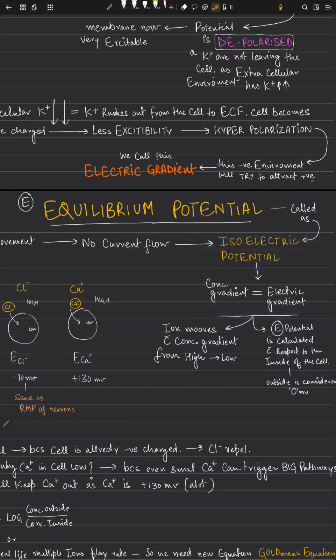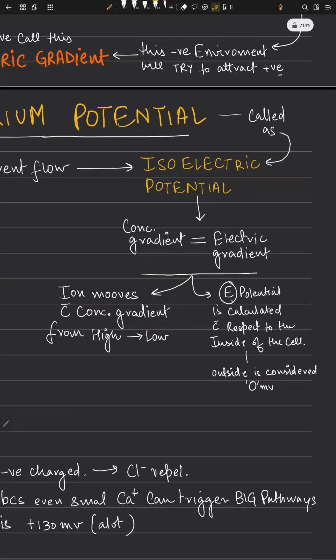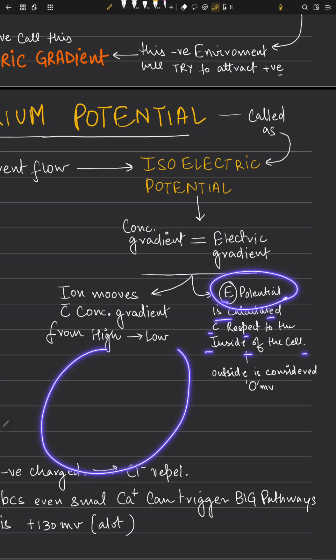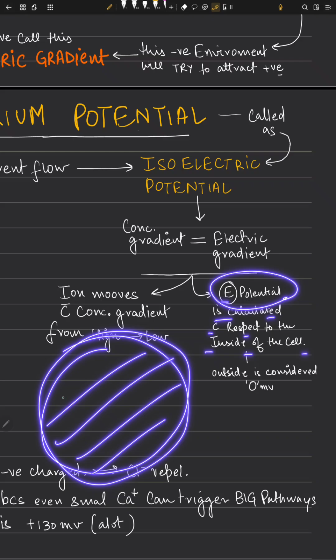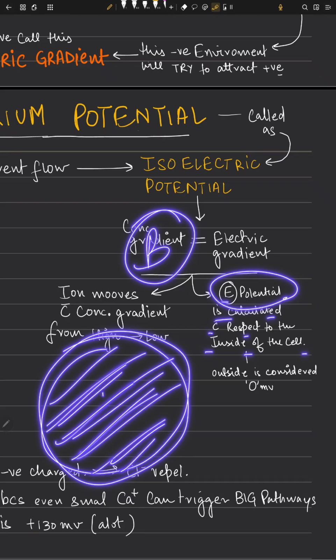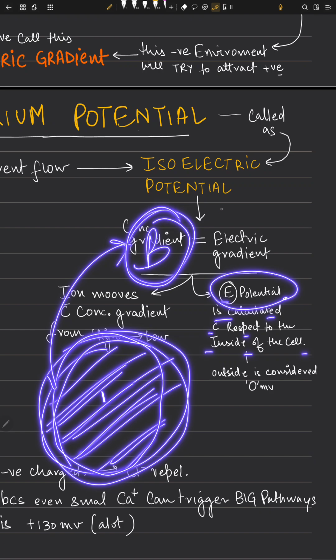So no traveling of ions. Ions move with the concentration gradient from high to low because they want to achieve equilibrium. What about the electric gradient? Electric potential is calculated with respect to the inside of the cell. So we take the inside of the cell as point A and the outside of the cell as point B. We always calculate the electric charge of the cell with respect to point B. We take point B, the outside, as 0.